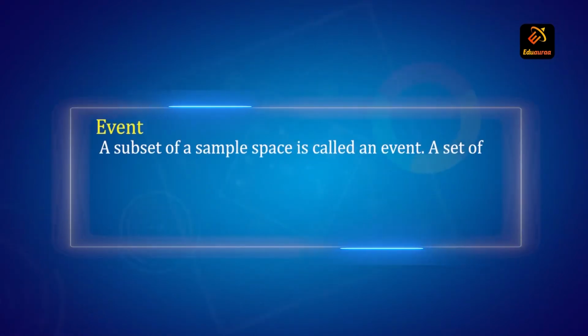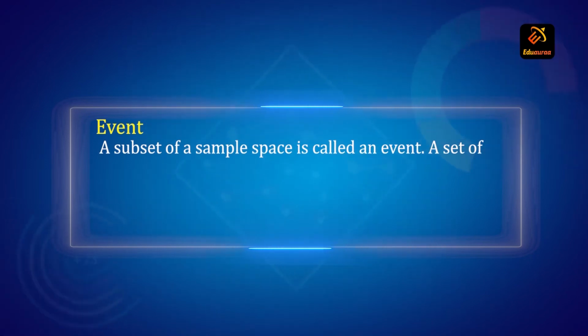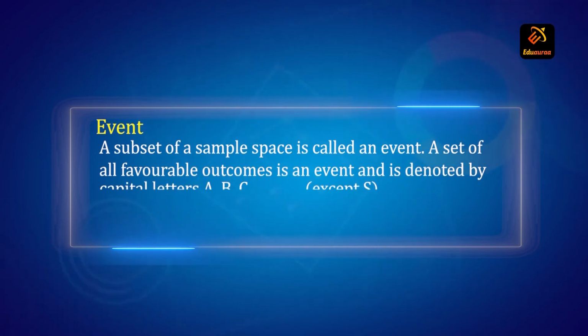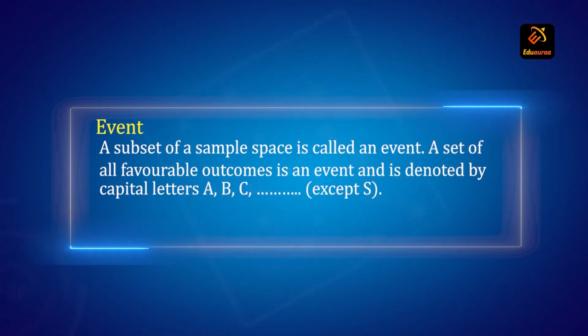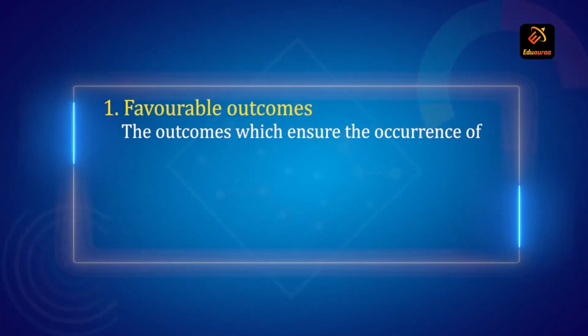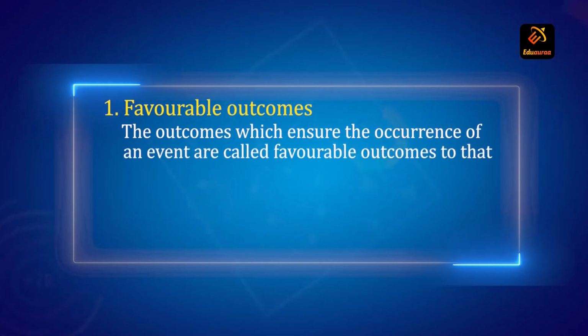Out of this, the outcomes satisfying a particular condition are called favorable outcomes. A subset of a sample space is called an event. A set of all favorable outcomes is an event and is denoted by the capital letters A, B, C, etc., except S. The number of elements in the event, say A, is denoted by n(A). The outcomes which ensure the occurrence of an event are called favorable outcomes of that event.